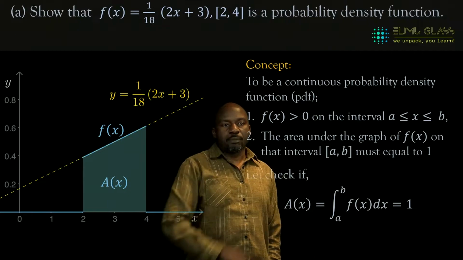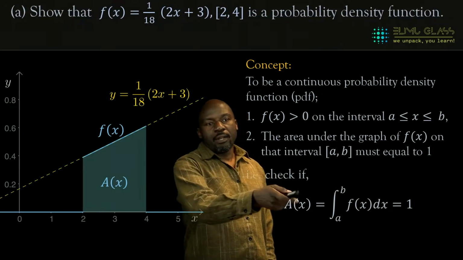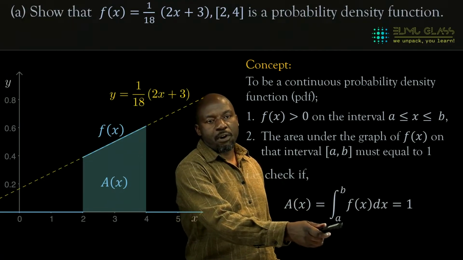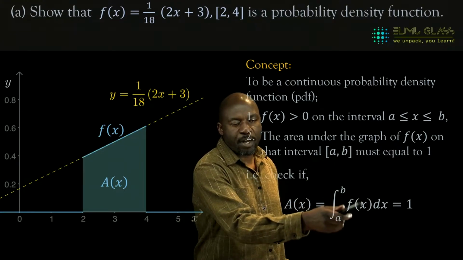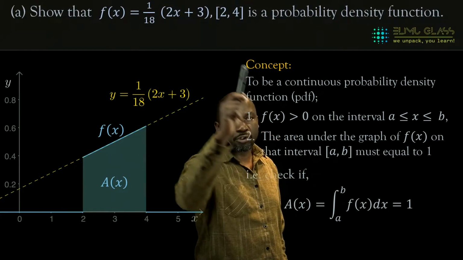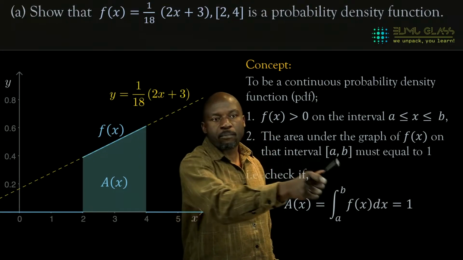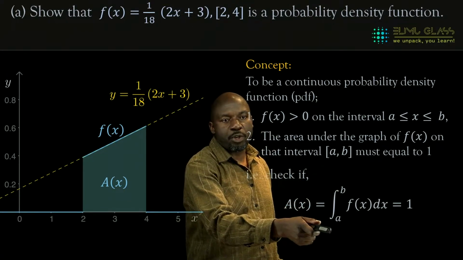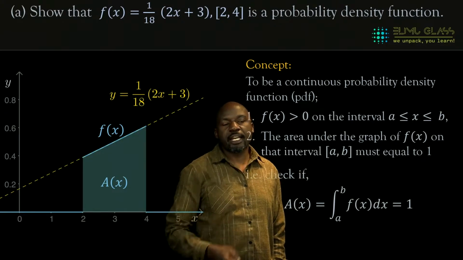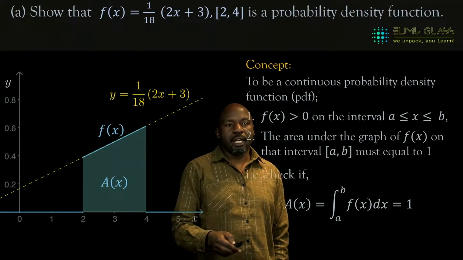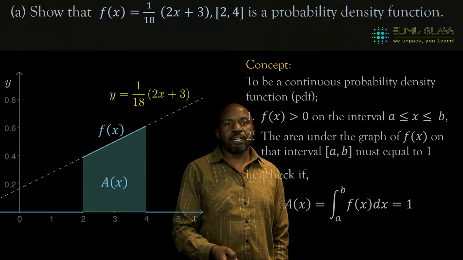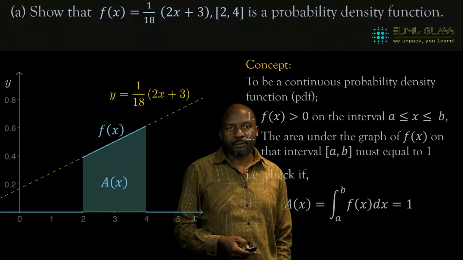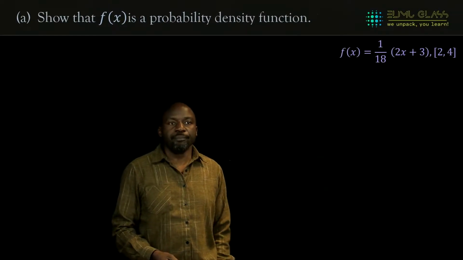Alternatively, we can substitute into an integral. The area under the graph is the integral from 2 to 4 in our case of the probability density function, if it is a probability density function. So we are going to substitute this function in there and integrate between 2 and 4 and test if that is going to give us 1. If it is 1, then this is a probability density function for that interval 2 and 4. Okay, so let's try and do that.